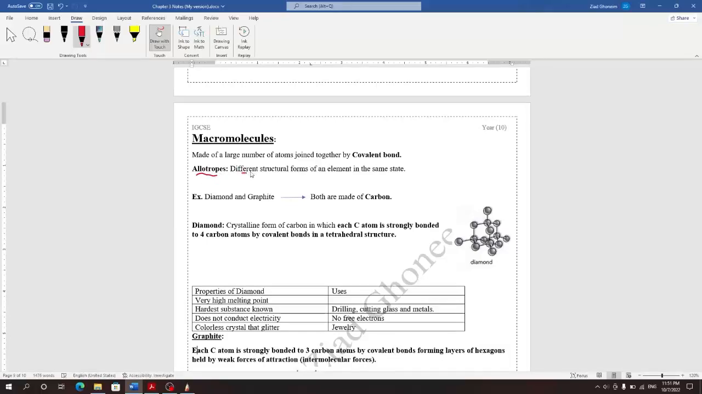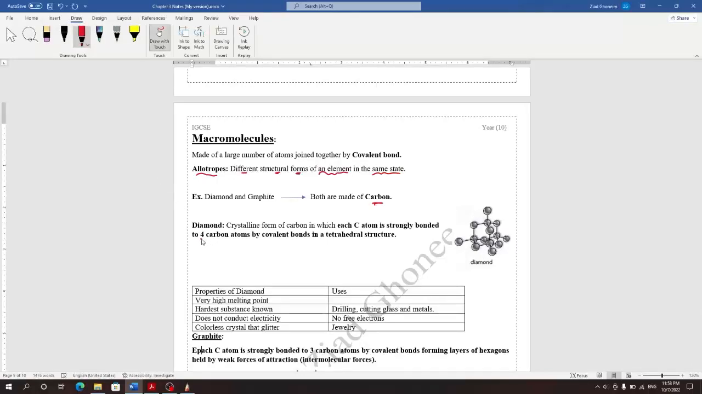Allotropes are different structural forms of an element, so we have the same element in the same state. It means that the arrangement of the atoms is different for the same element. Let me explain with an example: diamond and graphite. Both are made of carbon, that's our element, in a solid state, so it's the same state, same element.